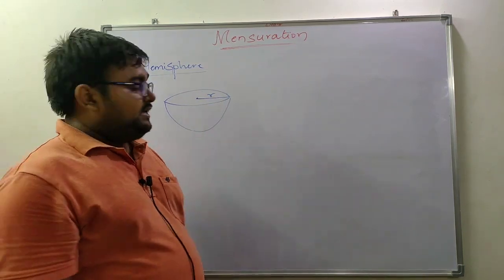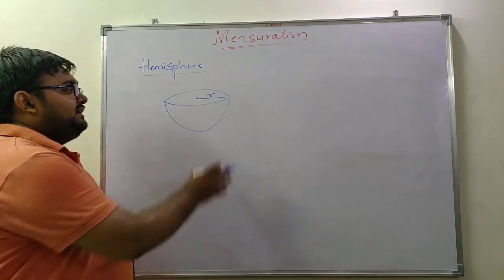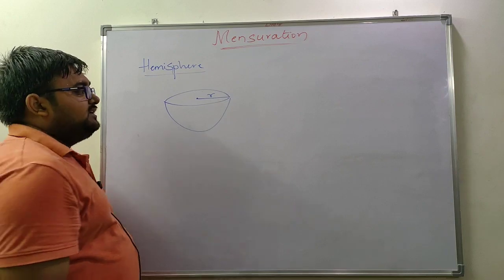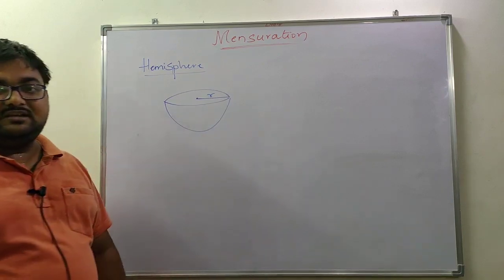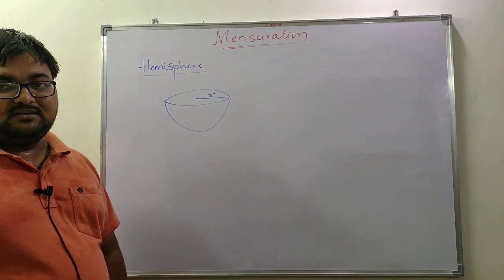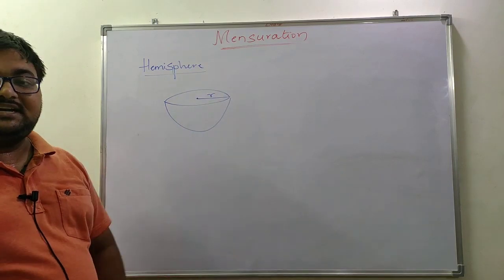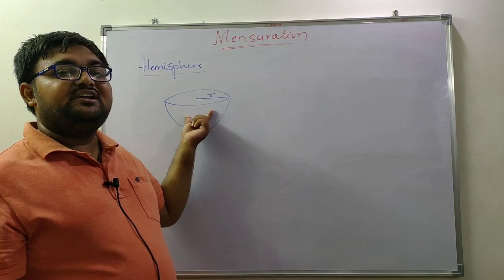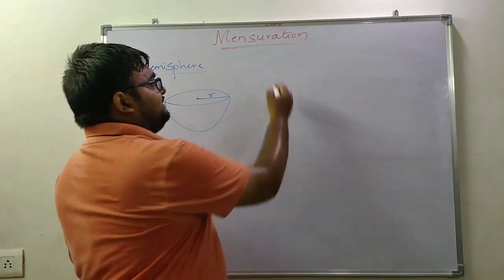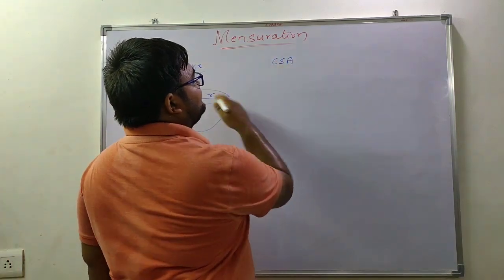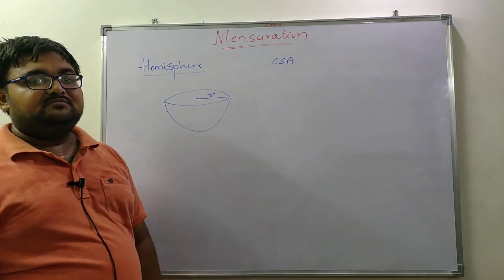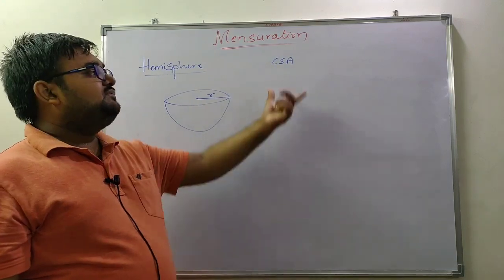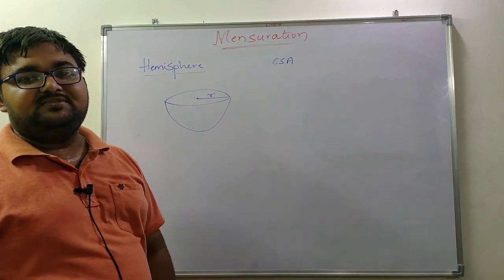Now here if you observe, here we have the top of the hemisphere. If you turn it upside down, then we have the base. So the same thing we can consider as the top or the base, right? This is a solid hemisphere. Since we have a top or bottom, we have CSA as well as TSA. First of all, we are going to discuss the CSA of the hemisphere.